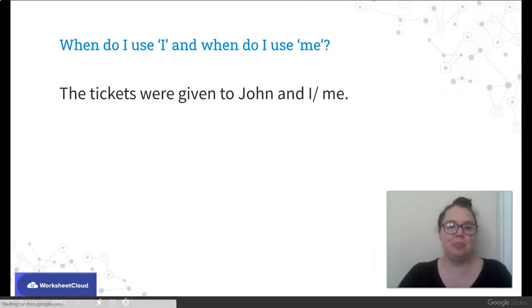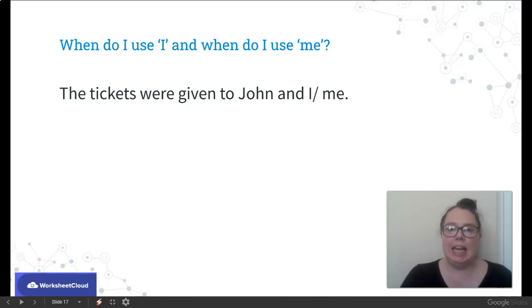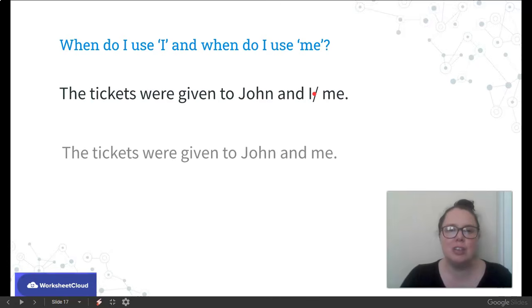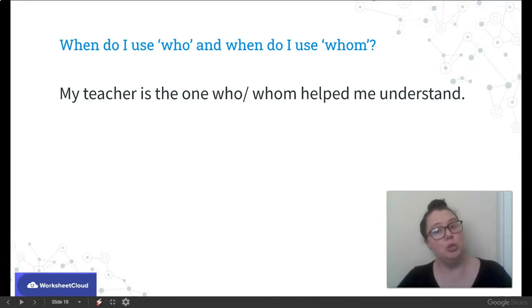Let's see if you can do another one. The tickets were given to John and I or me. Again, let's take the other person, John, out of the sentence. The tickets were given to I. The tickets were given to me. Obviously, me makes sense. So it has to be the tickets were given to John and me. So always remember, you take out the other person, then read the sentence using I or me and see which one makes sense.